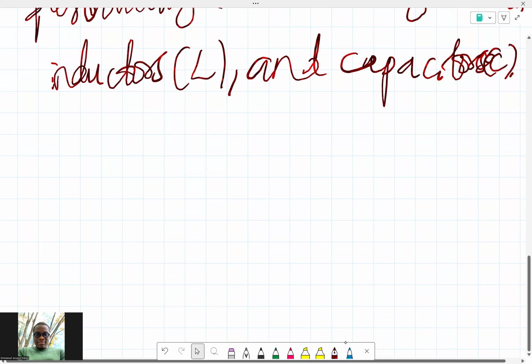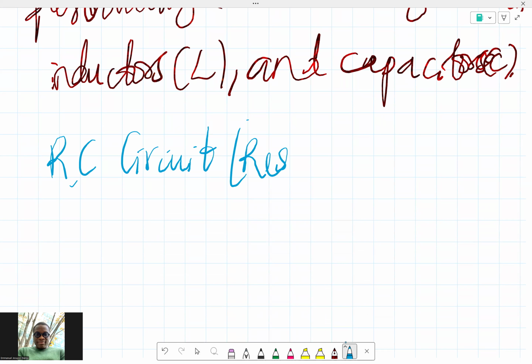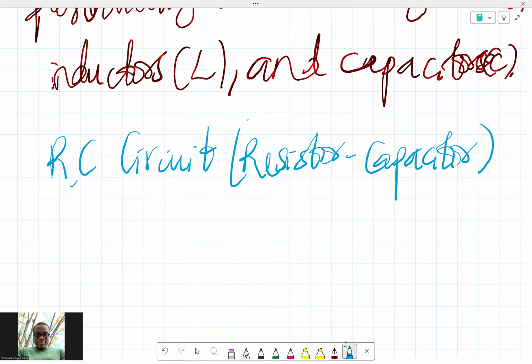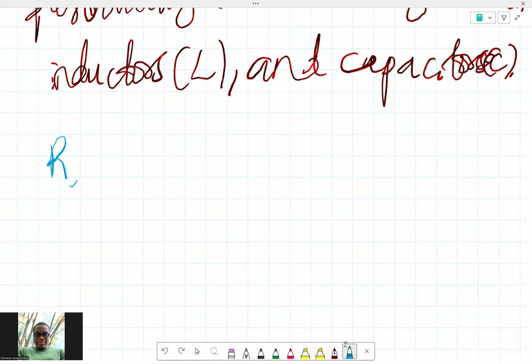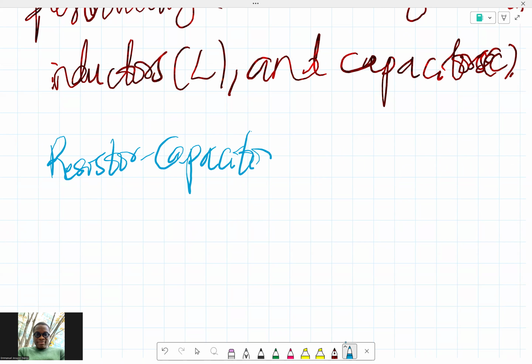So let's look at a case of RC circuit, where we have a resistor and a capacitor. That's the RC circuit, the resistor capacitor circuit.